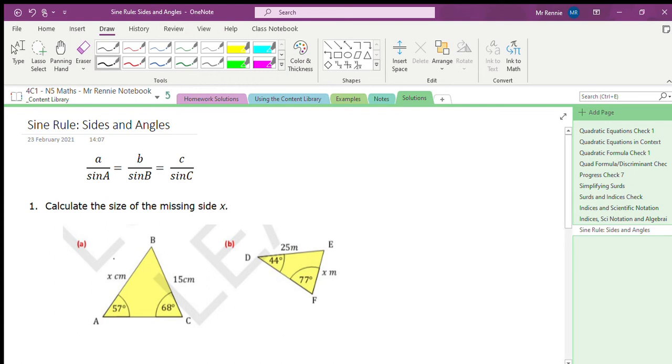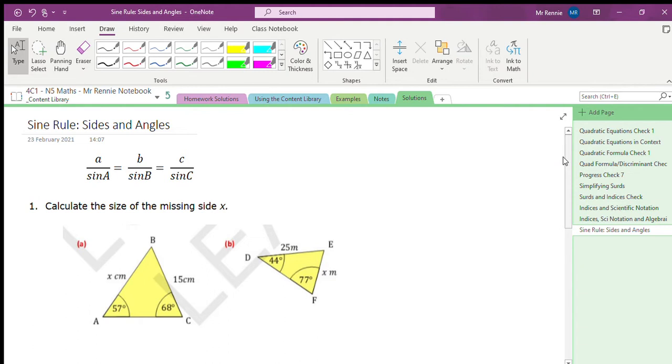Hi there, in today's video we're going to be going over the sine rule check from last week's lesson. We're going to use the formula that we saw last week, which is the sine rule formula: a over sine A equals b over sine B equals c over sine C. We're going to use that for all my questions, and we're going to work out how to calculate a missing side x, and also later on we're going to look at how to calculate a missing angle x.